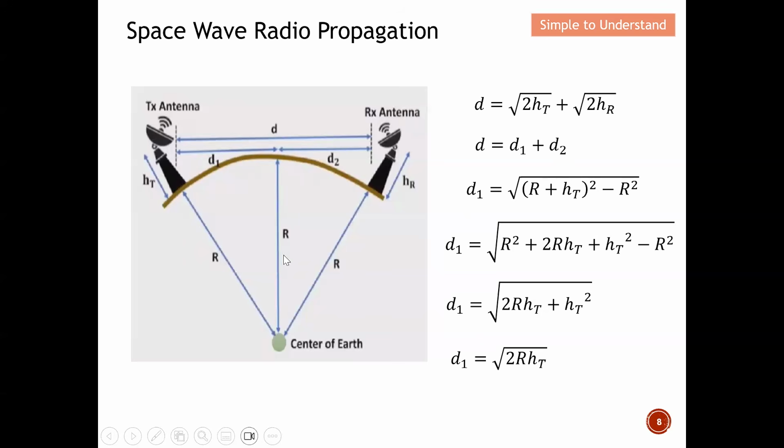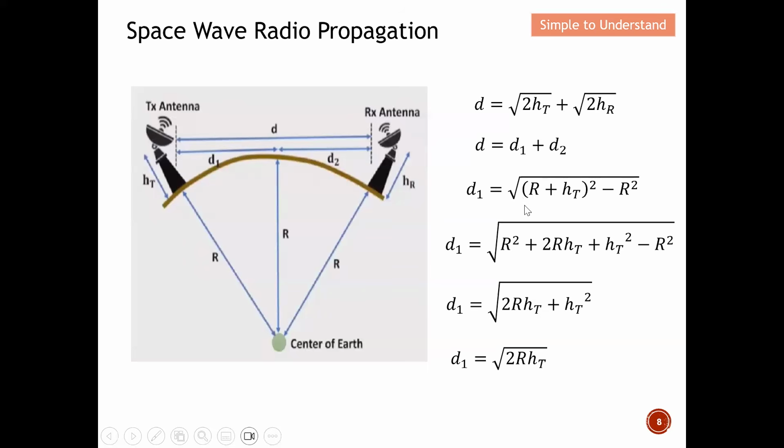This is the radius of the Earth. This is the radius of the Earth, including the height of the transmitting antenna. In order to find D1, it will be the length of this, including the height of the transmitting antenna, squared, and then minus away R squared, which I have written here. So this R plus HT is the radius of the Earth plus the transmitting antenna height, and this minus R squared will give me the D1 distance.